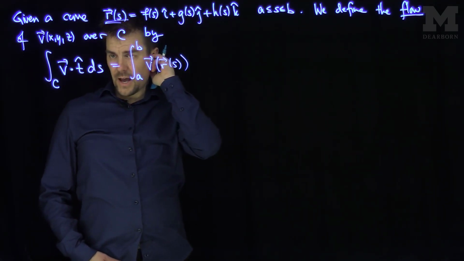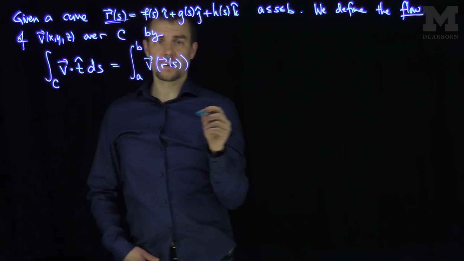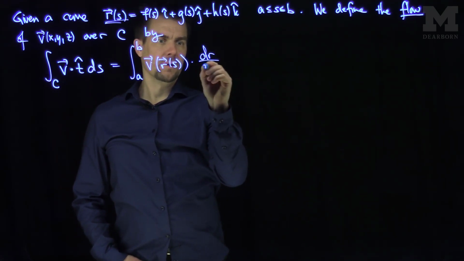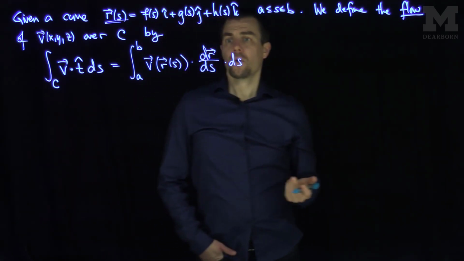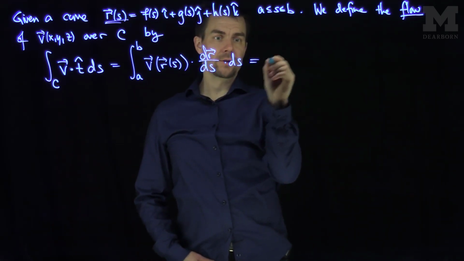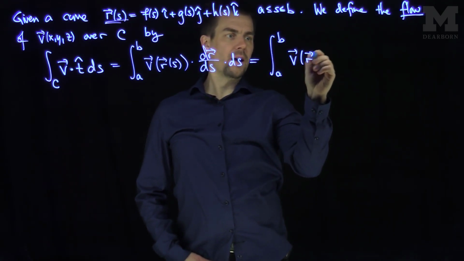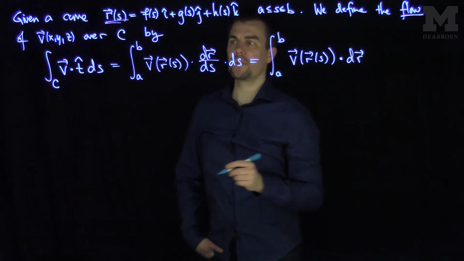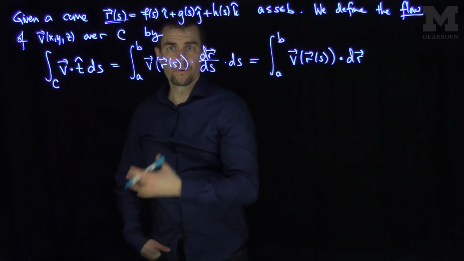What do we know about t hat? We know that t hat is exactly just the derivative of the curve in arc length parameter, right? So this will be just dr ds, and then times ds. Well, we can also equally well write this. The ds's in some sense cancel here, and you can just write this as the integral from a to b of v of r of s dot dr, right? So any of these three expressions represent the flow of a vector field over a curve.